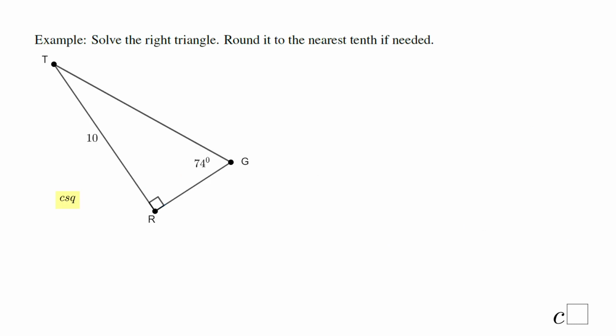We have a case 2. You notice here we have the angle given and the side. So the first thing I will say, you can find this angle T. The measure of angle T will be nothing else than 90 minus the measure of angle G. Remember, these two angles are the interior angles of a right triangle. They are complementary, so we have 90 minus 74, and that will be 16 degrees.